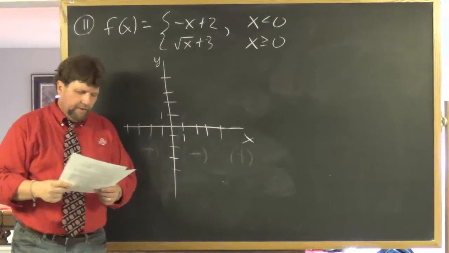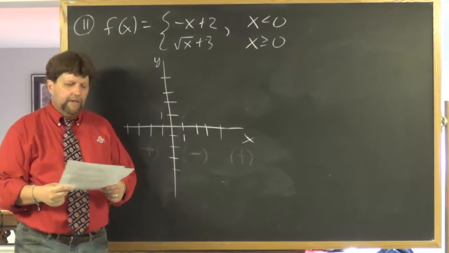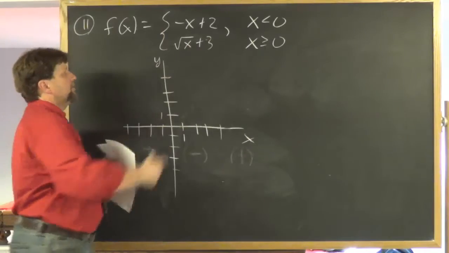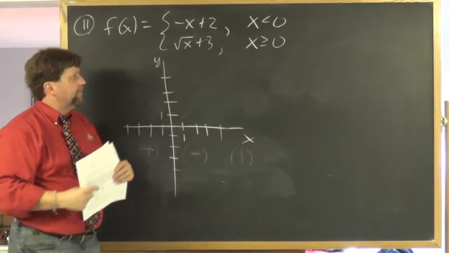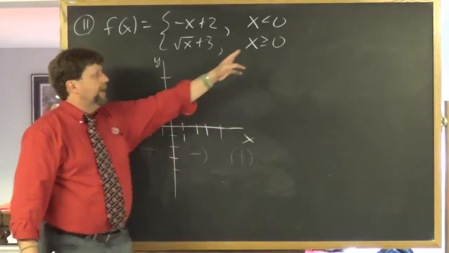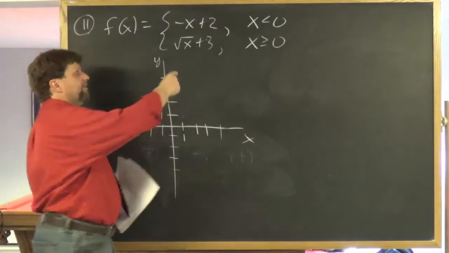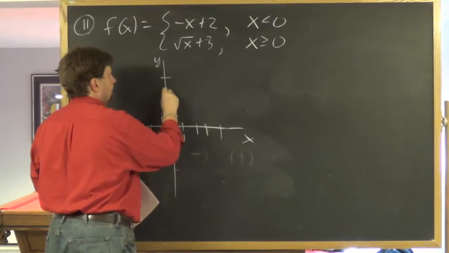All right, here in number 11, I asked you to make a neat, concise graph of the piecewise defined function, negative x plus 2 when x is less than 0, square root x plus 3 when x is greater than or equal to 0. I'm going to do the second piece first, for when x is greater than or equal to 0. So let's put 0 in here for x. Square root of 0 is 0. 0 plus 3, well, that's 3.